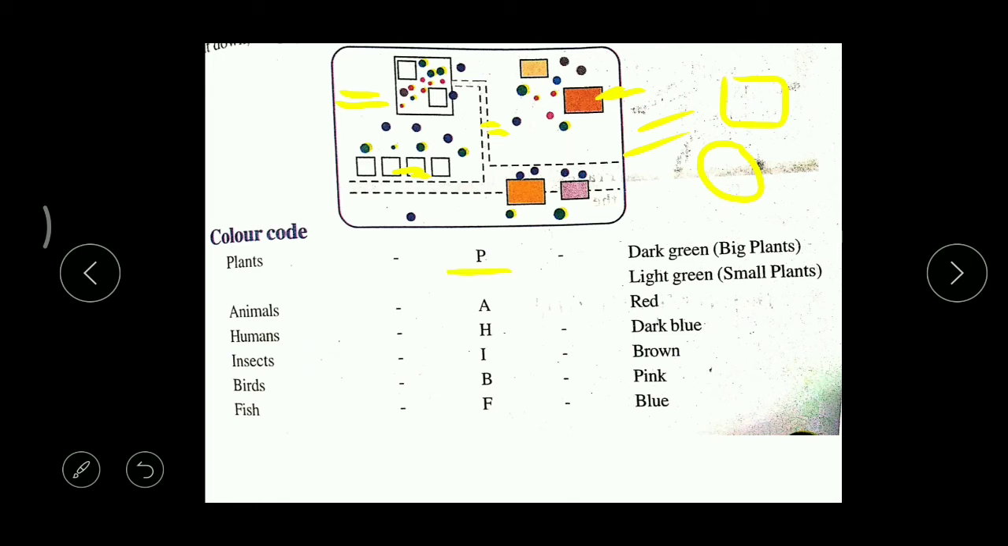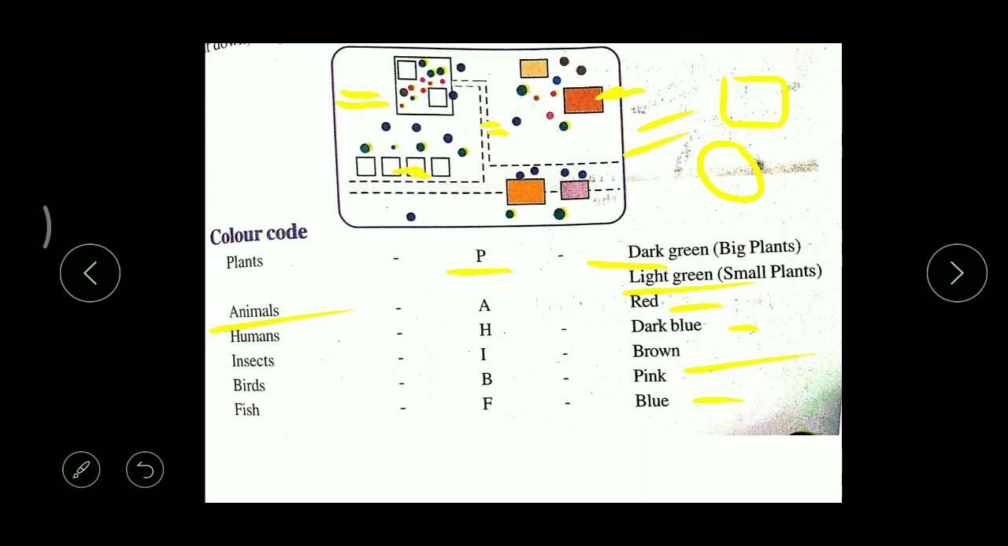So for plants, she used a dark green color, and for small plants, she used a light green color. Okay, and in this way, for different types of living organisms, she used different symbols. For example, animals, she used a red color, and for humans, dark blue, and for insects, in this picture you can find those dots with different colors. And for birds, pink color, and for fish, blue color, like this.